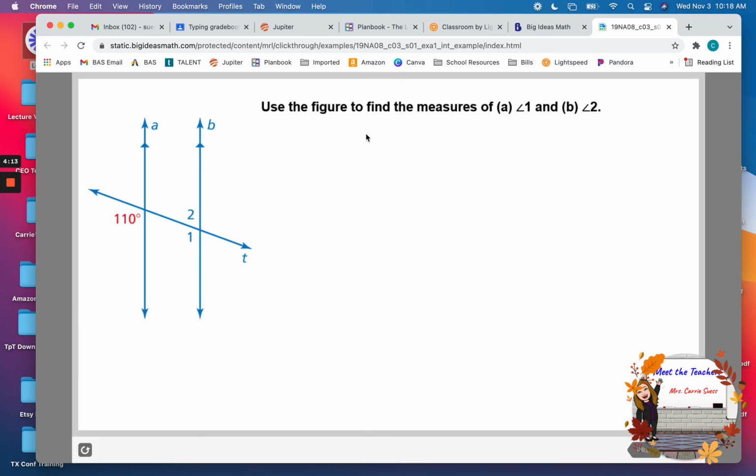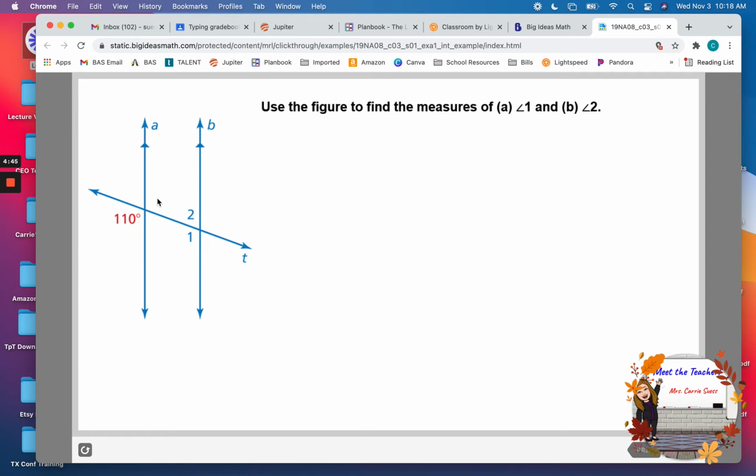All right, so let's do an example. Put this in your journals. Use the figure to find the measures of angle 1 and angle 2. So first we're going to look for angle 1. Right here is angle 1. Somebody tell me which two lines are considered the parallel lines. Josh. A and B. You see they're labeled A and B. Which line is the transversal, Kerwin? T. So when we're looking at the transversal comparing the two parallel lines, do we have any angles that are corresponding?